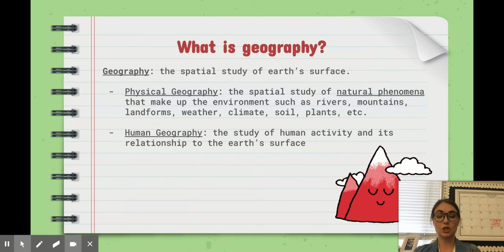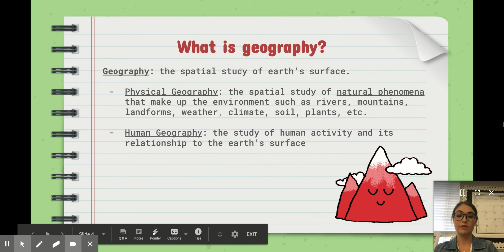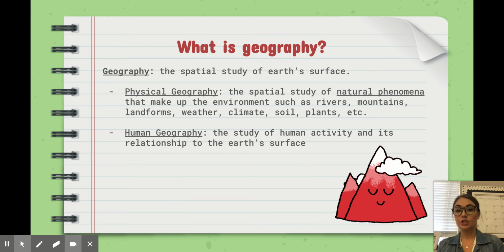So, the first thing we need to talk about, well, what is geography? Geography is the spatial study of Earth's surface. You're going to hear that word a lot, space and spatial. It just means the area.